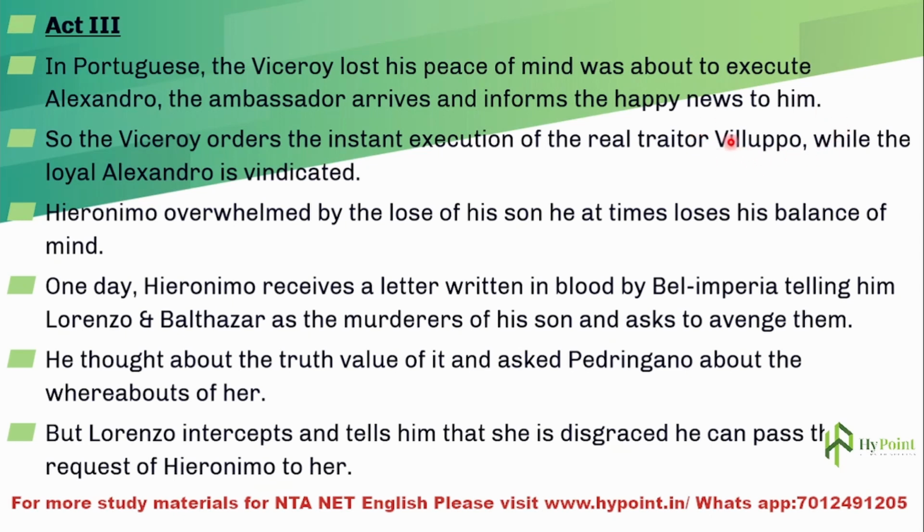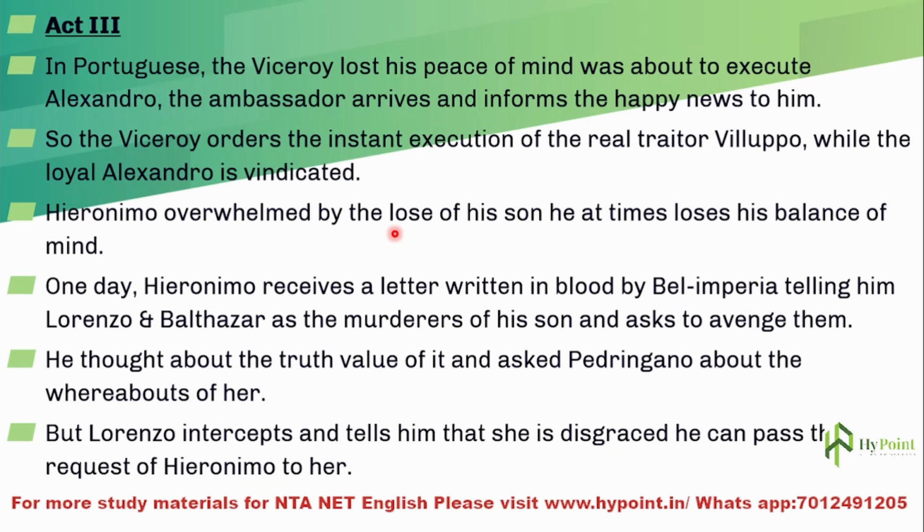Villuppo is the courtier who made the viceroy believe that his son Balthasar was killed in the battlefield and that Alexandro was responsible for that. So the viceroy ordered the instant execution of the real traitor Villuppo, while the loyal Alexandro is vindicated. And Hieronymo, overwhelmed by the loss of his son, at times loses his balance of mind. So Hieronymo gone mad. Are you remembering? Do you remember the other title for this particular play, Spanish Tragedy? Hieronymo is mad again, right?